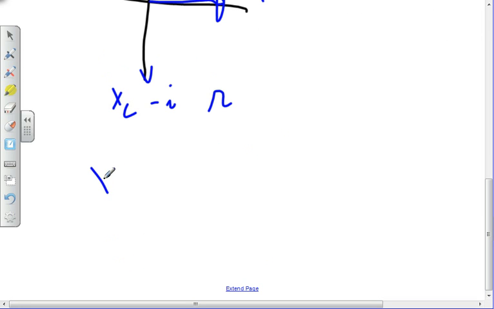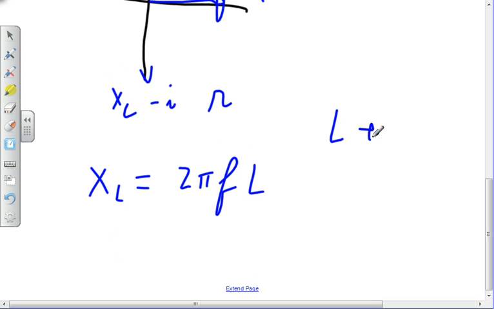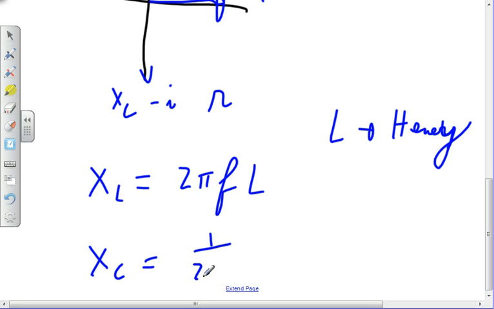My inductive reactance is going to be 2 pi FL, where L is my inductance, which is in Henry, if I could spell Henry. And my capacitive reactance is going to be 1 over 2 pi FC, and my capacitance C is in farads.